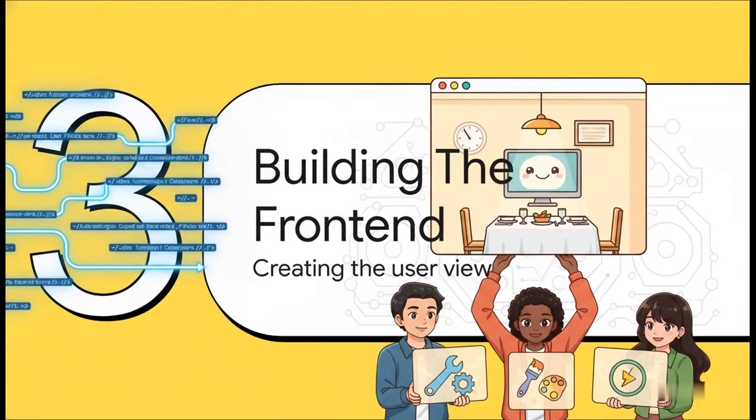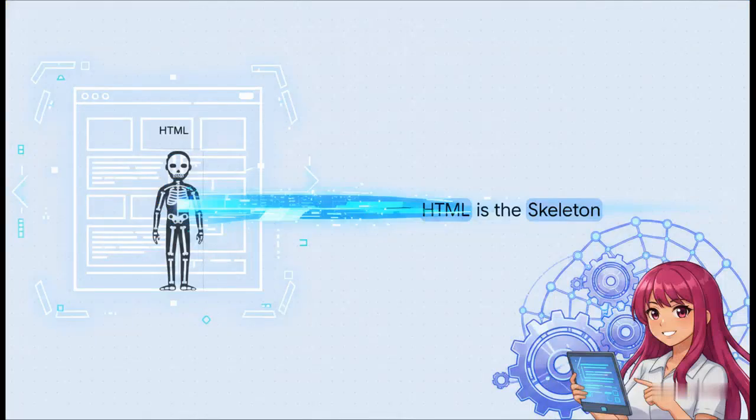Part 3. Building the front end, creating that user view. So our very first step is HTML. Think of HTML as the raw, basic skeleton of a web page. It uses these special bracketed codes called tags to tell your web browser exactly where to put a paragraph or an image or a button. Just like a skeleton supports the human body, HTML gives the website its fundamental shape. Honestly, without it, the whole thing just collapses.